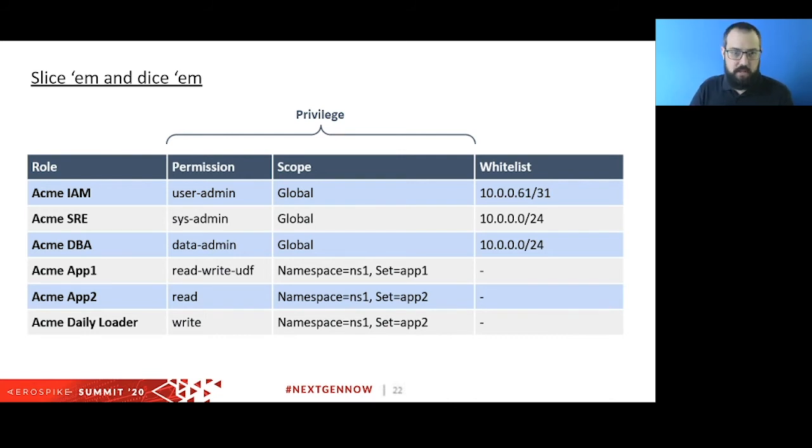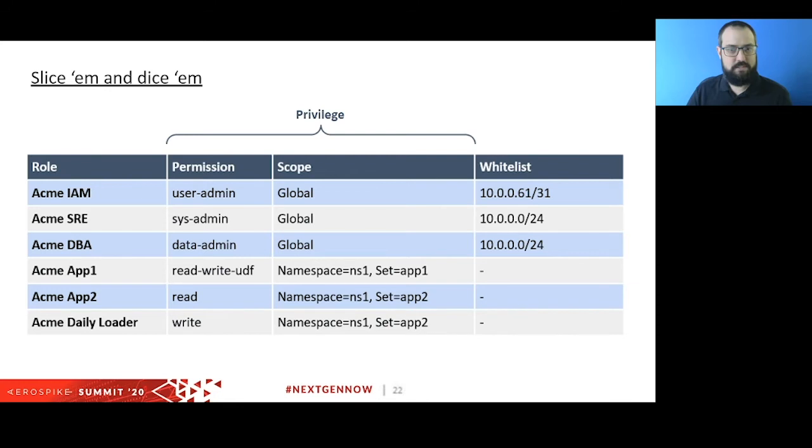So we can apply access controls to the human user or application by assigning them to Aerospike roles. The role can then be allowed a set of privileges. A privilege consists of a permission to perform some action along with a scope. So for example, the permission to read data at a global scope would be one privilege, and the permission to read data only for a specific set in a specific namespace would be a different privilege.